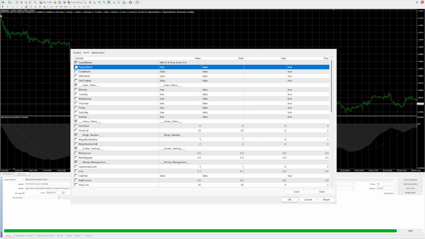Pop-up alerts. If you set these pop-up alerts to true, what will happen is when there's a signal, you get a pop-up on the platform which will say, for example, buy signal, euro dollar 1 hour chart, or sell signal, pound dollar 4 hour chart. Just depends what charts you're running the EA on.